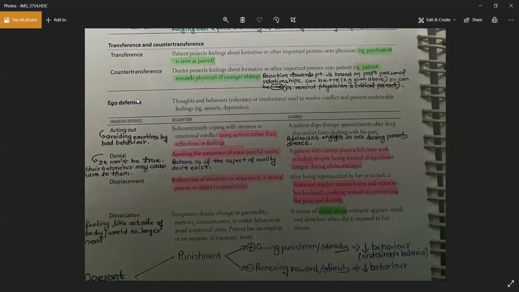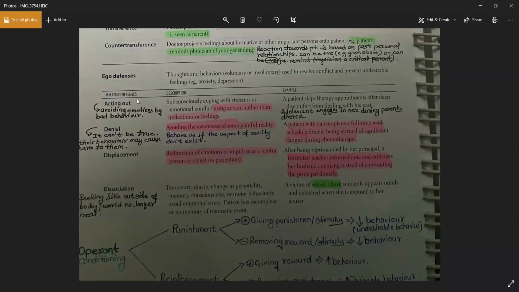And then you have the ego defenses. Ego defenses are basically avoiding the real feelings in order to avoid the anxiety and the depression. Every person uses all these ego defenses in order to avoid the real feelings, so that they won't get hurt, to avoid the anxiety, to avoid the depression.